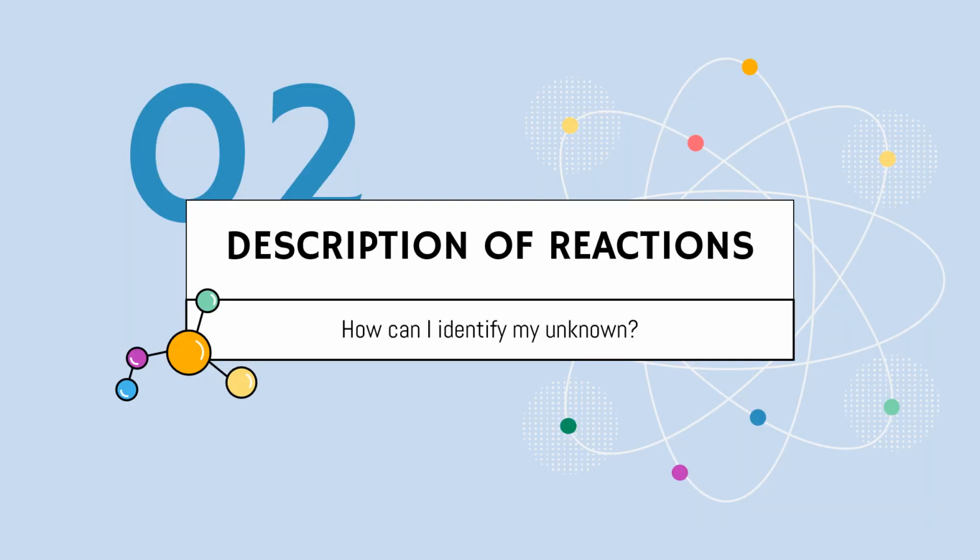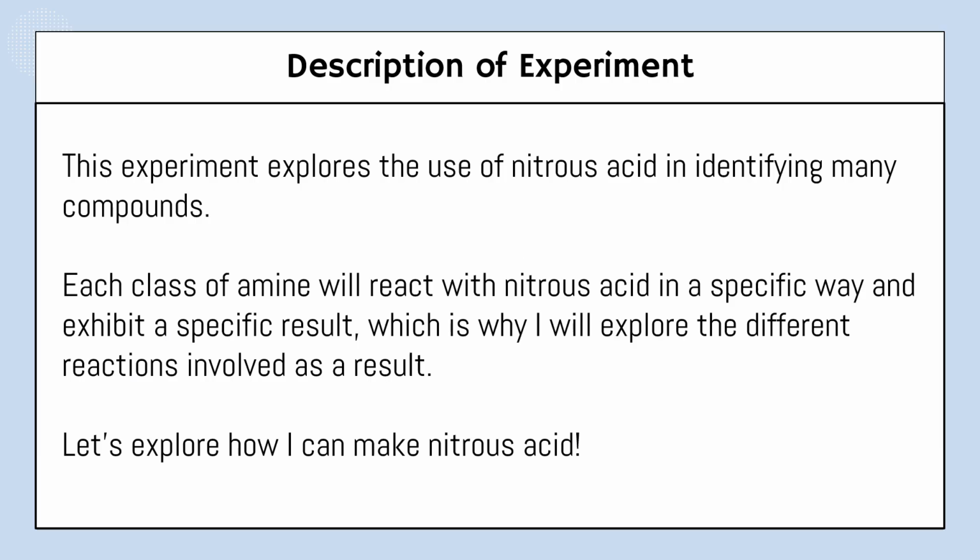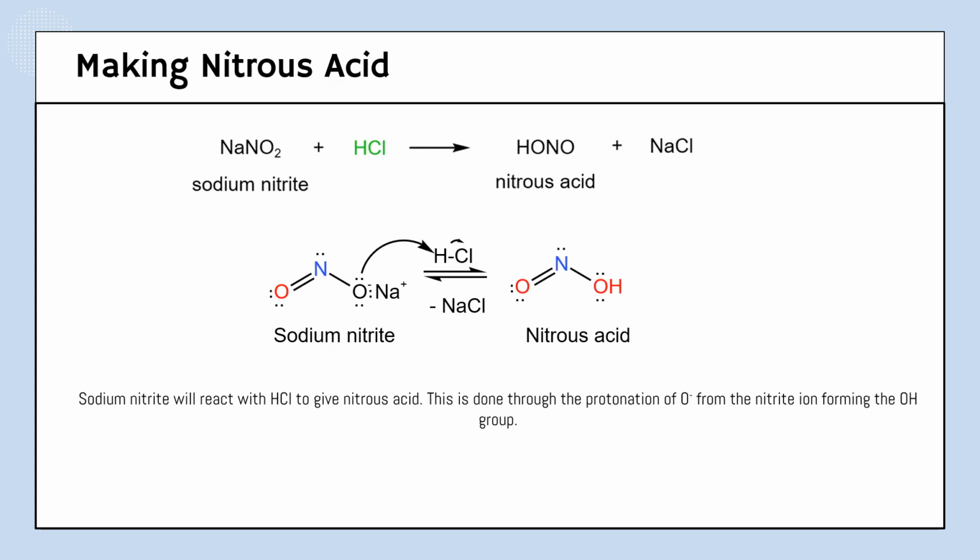Now for a description of the reactions. The experiment explores the use of nitrous acid in identifying many compounds. Each class of amine will react with nitrous acid in a specific way and exhibit a specific result, and this is what I will be exploring in this video. Let's explore how we can make nitrous acid in the first place. Sodium nitrite reacts with HCl to give nitrous acid. This is done through the protonation of O- from the nitrite ion, forming the OH group.